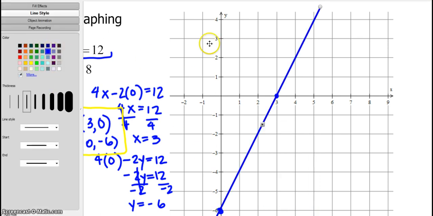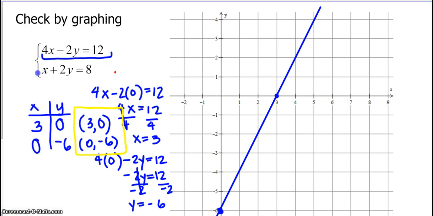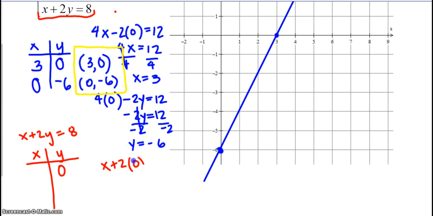I'm going to make this line blue, because the other line that I make now is going to be red. So x plus 2y equals 8. I'm going to scroll down a little bit here. x plus 2y equals 8. I'm going to find again my intercepts. I'm going to find my x-intercept. The x-intercept is the value of x when y is 0. So we have x equals 8. So when y is 0, x is 8. So that gives us an ordered pair at 8, 0, which is our x-intercept.